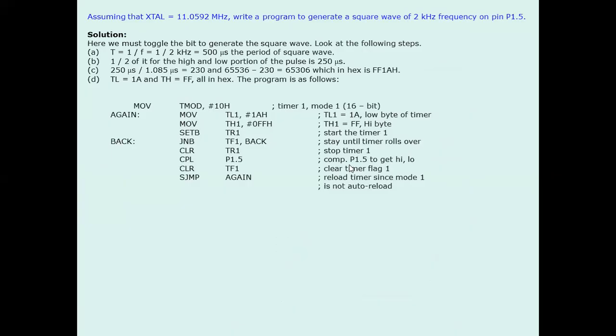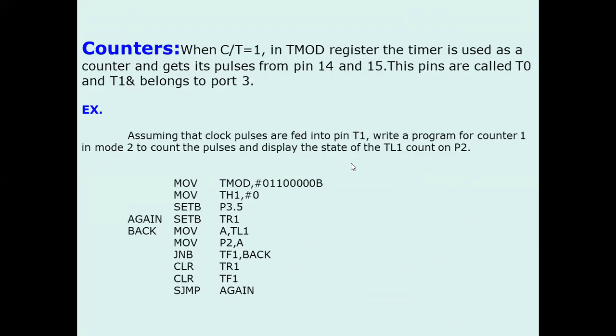Okay, so again, this is the same thing, some examples. Now the counters. Whatever we have discussed so far was the timer operation. As we have discussed, any external events involve the counting operation. So whenever C/T bar equals 1, that means counter operation is there.